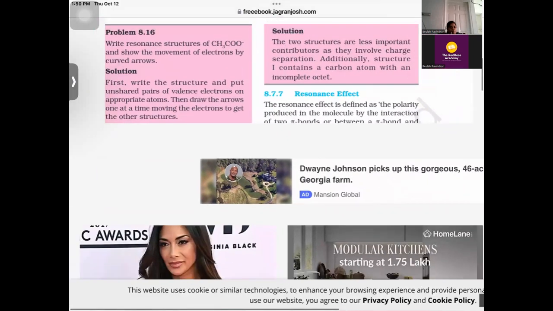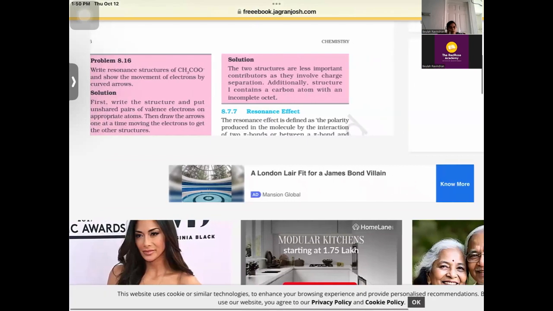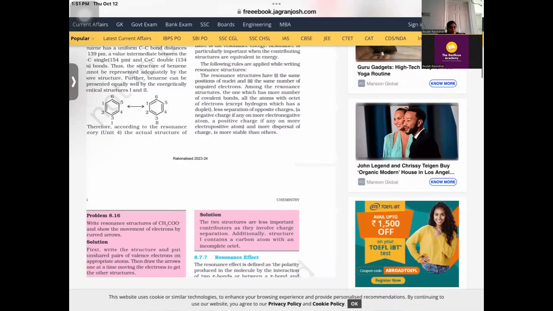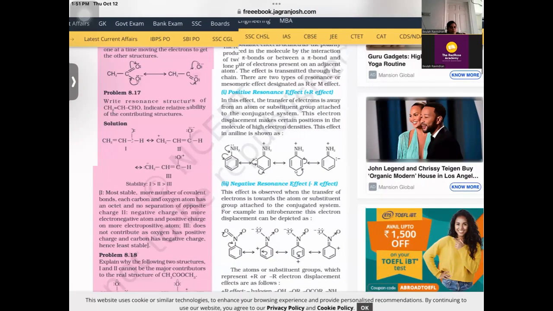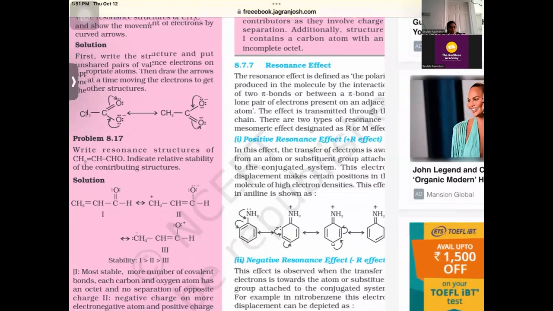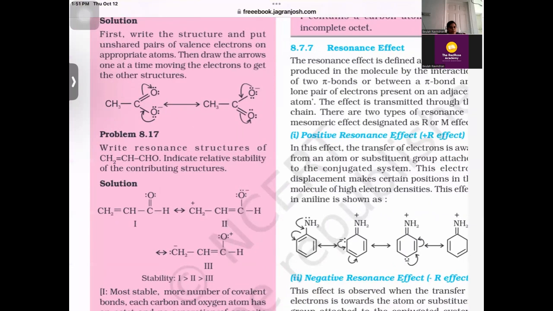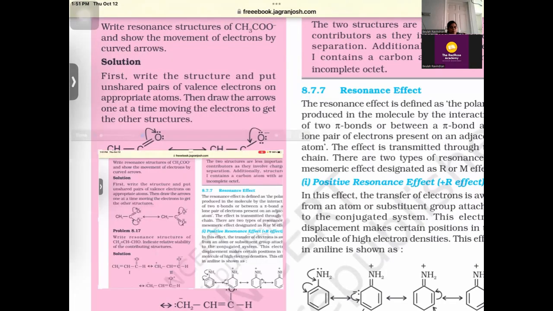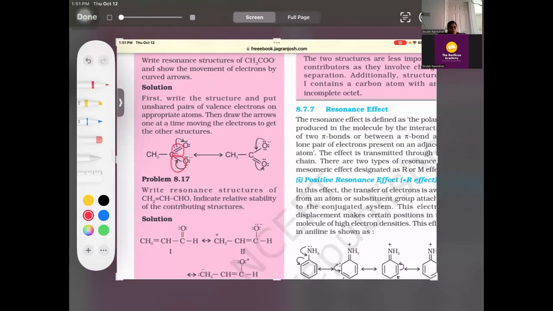So write the resonance structure for CH3COO minus. It is given, and you can make it like this. Here also you can see the C-O single bond and double bond. The resonance might occur like this in an organic compound. The single bond and double bond might occur like this or this. You are writing the resonance structures. Got it?